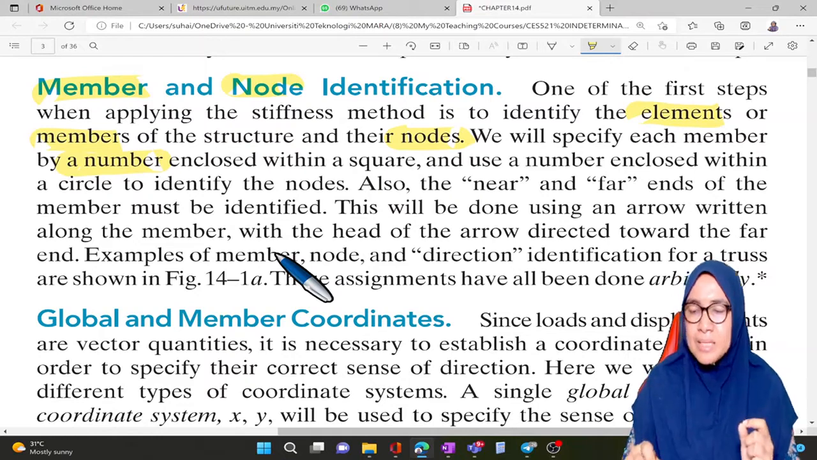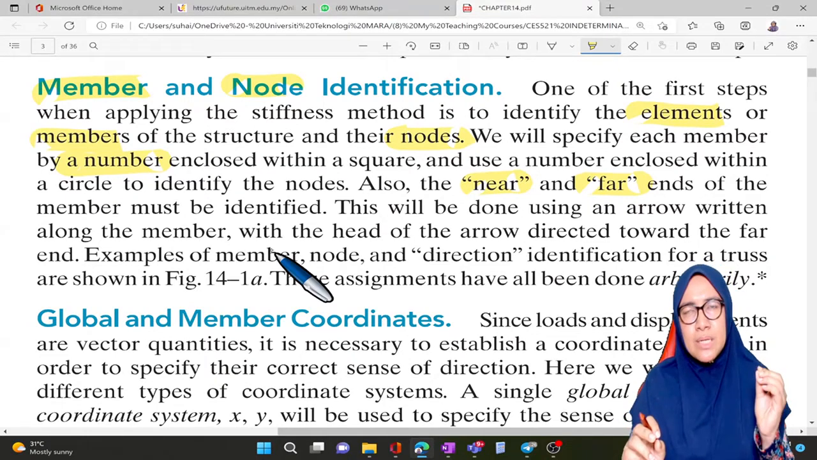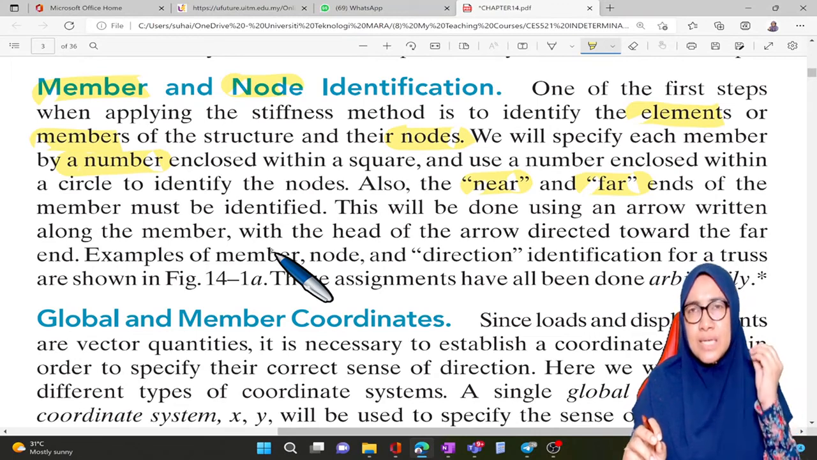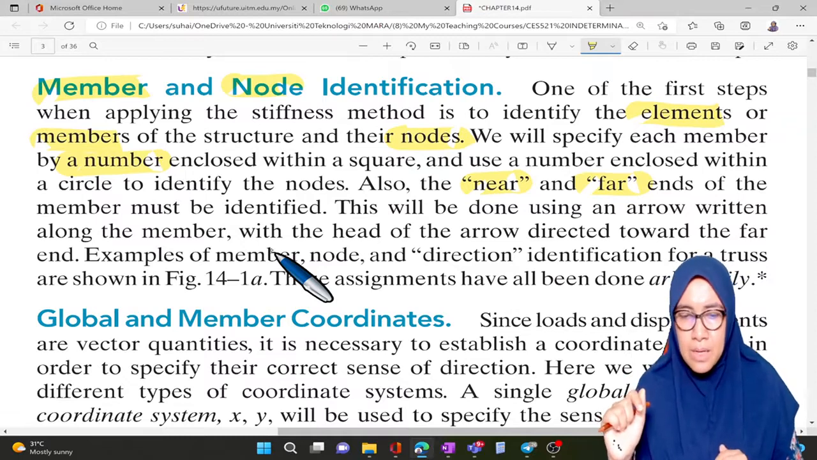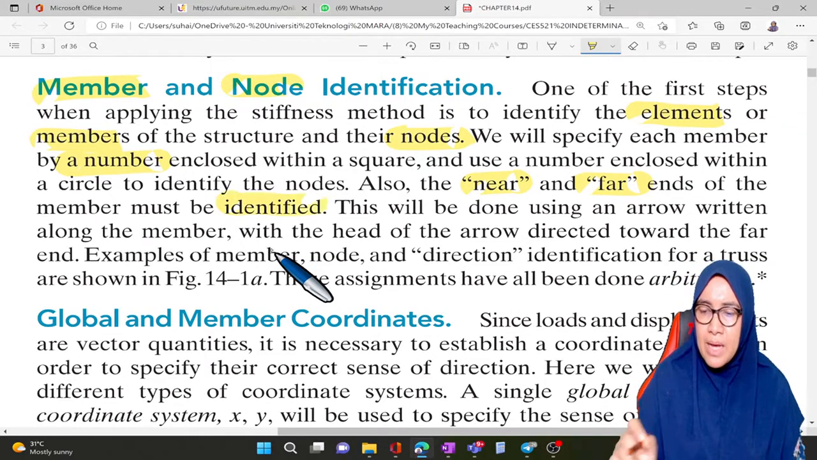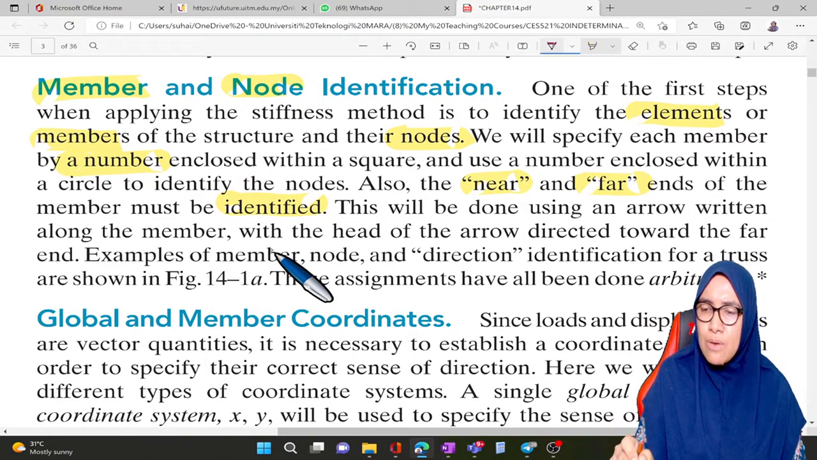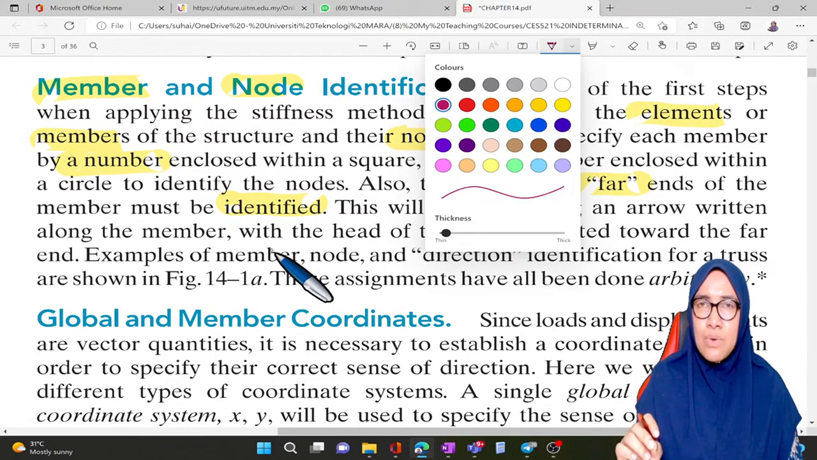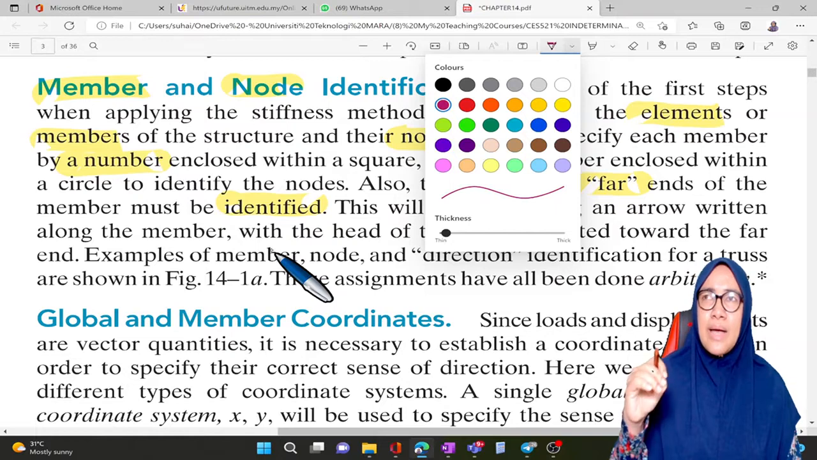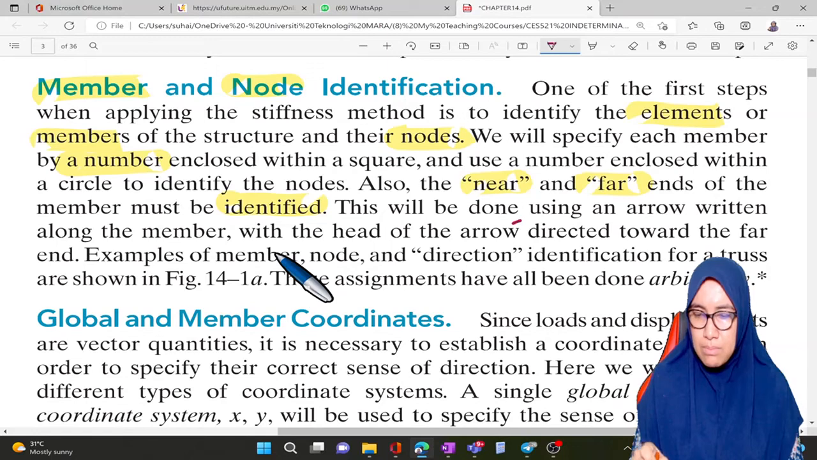Then we have to be able to define the nodes as near and far node. One element consists of two nodes, so we have to label which is the near node and which is the far node. We have to be able to recognize it; we must identify that. This will be done by using the arrow. So how to define the near end node and the far end node is by using the arrow.